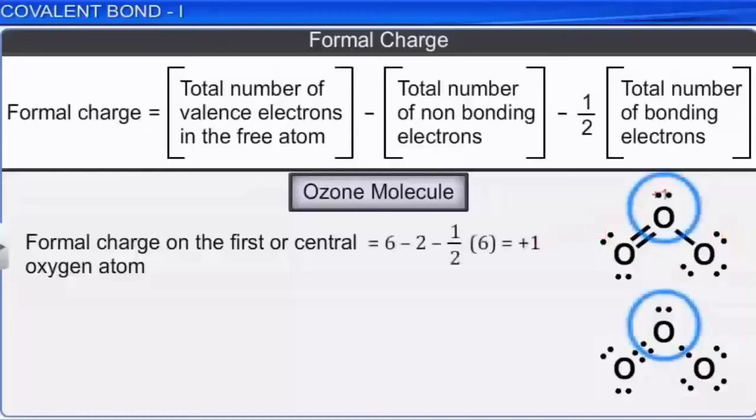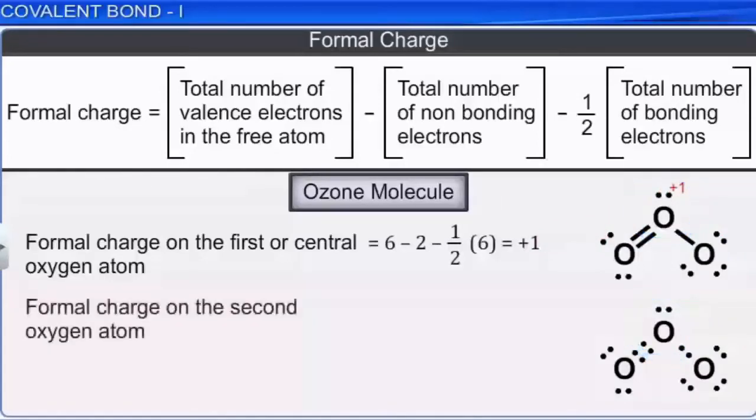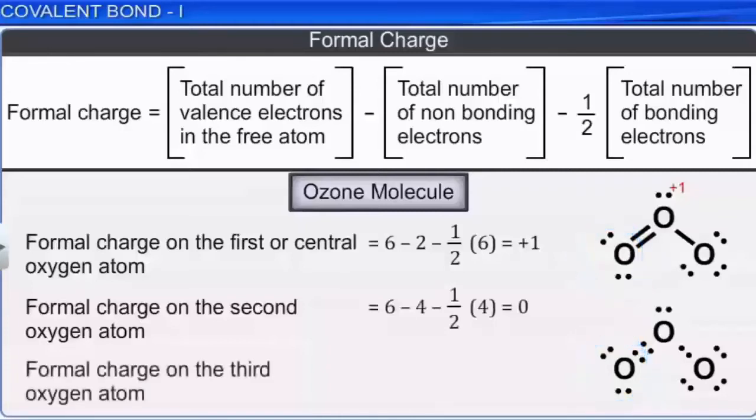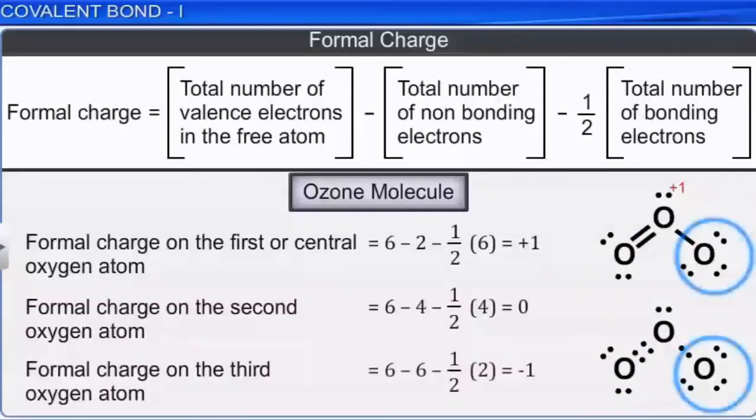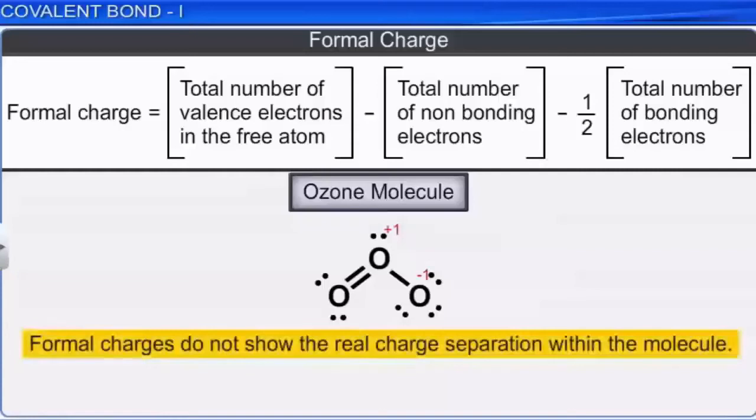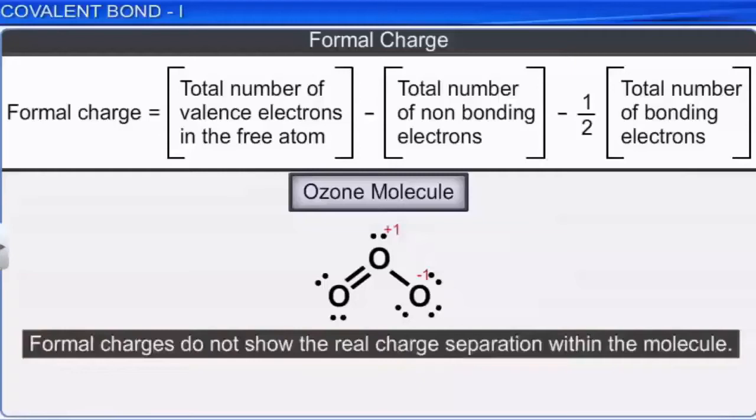The formal charge on the second or doubly bonded oxygen atom is 6 minus 4 minus half multiplied by 4, which is equal to 0. The formal charge on the third or single bonded oxygen atom is 6 minus 6 minus half multiplied by 2, which is equal to minus 1. Remember that the formal charges do not show the real charge separation within the molecule. Formal charges are useful to predict the most stable structure among the possible Lewis dot structures of the compound.